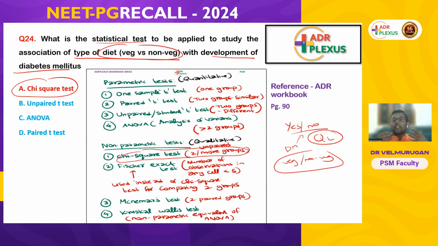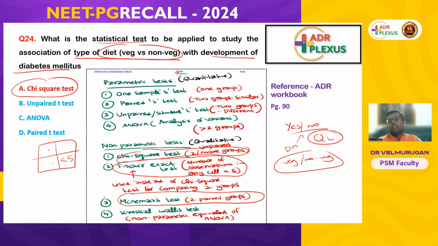There are some modifications of the chi-square test. If in any of the cells the value is less than 5, at that time we can use Fisher exact test. The same qualitative data for two paired groups, we use something called McNemar test. But for this UG level, you can only remember for qualitative data, mainly chi-square; if the value in any of the cells is less than 5, it will be Fisher exact test.